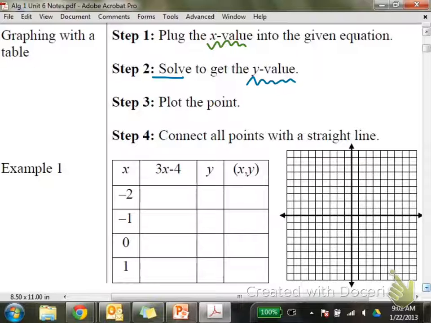Then you will be able to plot your point using the x comma y like we just practiced. So you're going to end up plotting usually 3 to 4 points. You are going to want to connect all points with a straight line.